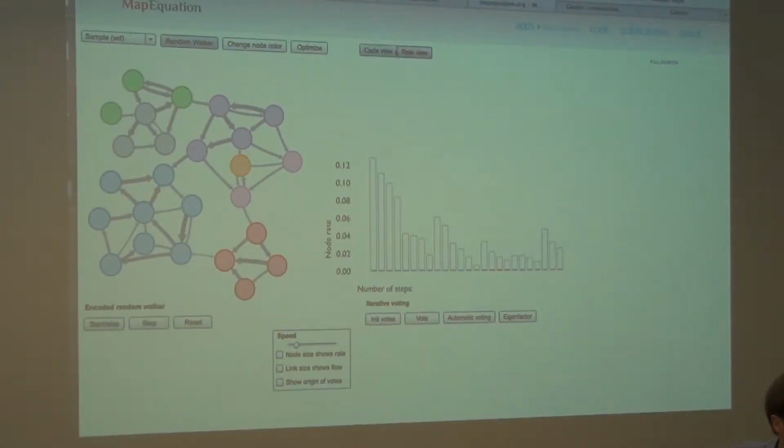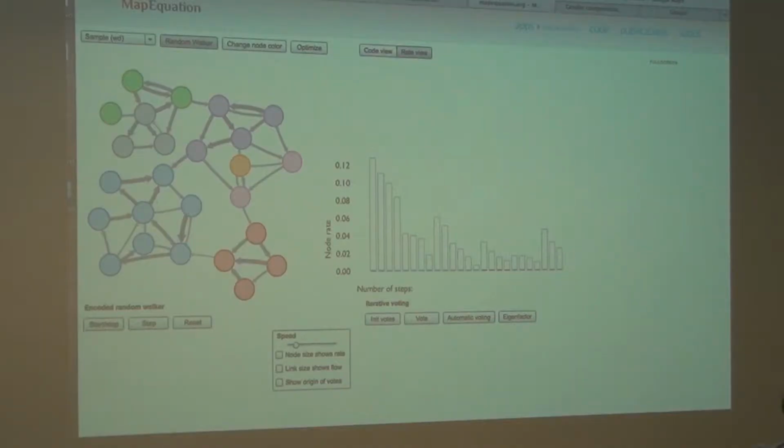So what are the colors? The colors don't mean anything yet until I get to the mapping. Good question. Keep that in mind, because when I talk about the mapping, that will actually be really important. So OK, let's just seed this random walker. So let's start.